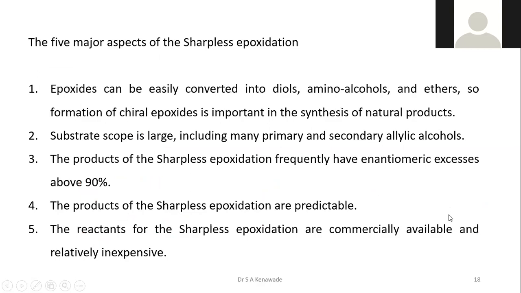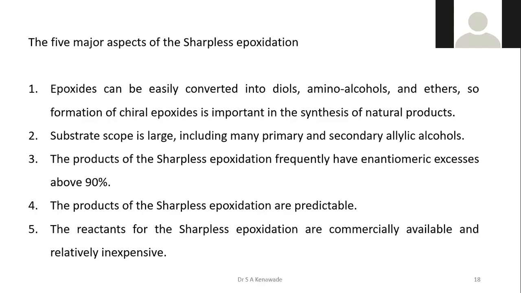Then, five major aspects of Sharpless epoxidation. Very first, epoxide can be easily converted into diol. Epoxide is a highly strained ring and it is unstable, so it is converted into diol or amino alcohol or ether, etc. Epoxide is a cyclic ether. So formation of chiral epoxide is important in the synthesis of natural products.